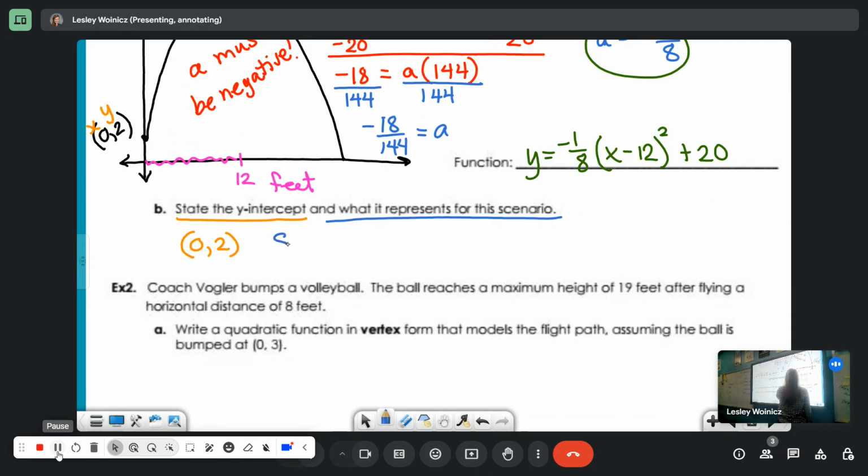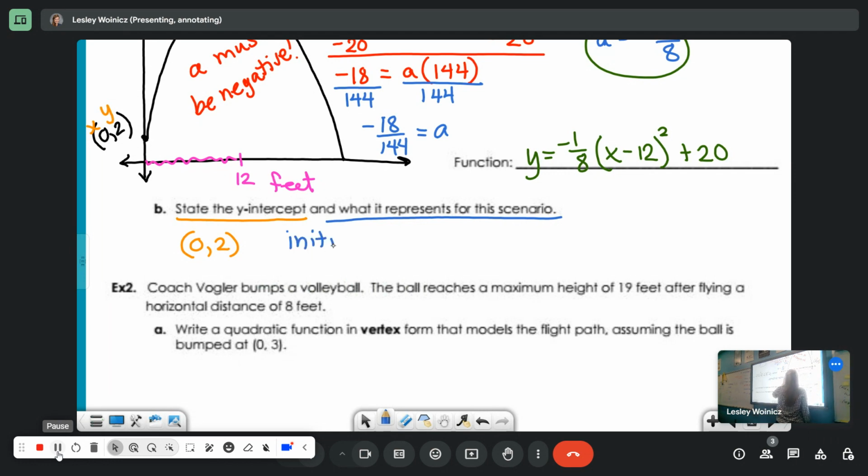I'm sorry, I messed up. I didn't really do it wrong, but it's not specific like the way we've been practicing. So we need to explain what the numbers are. Okay, so we can say the initial height of the ball is 2 feet. Does that sound better? That's better.